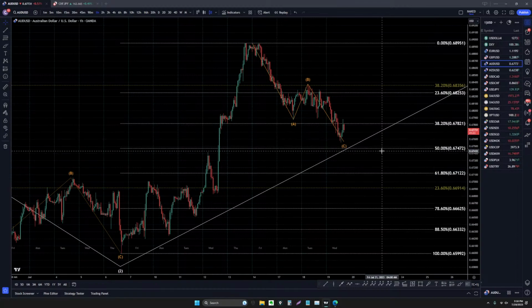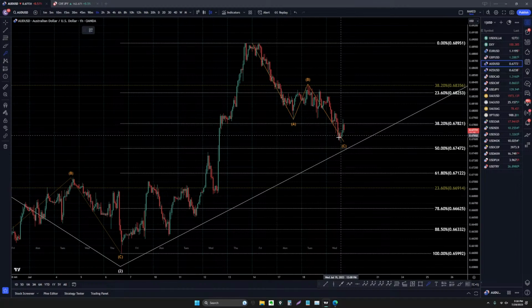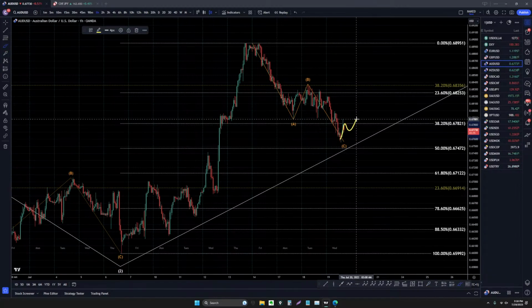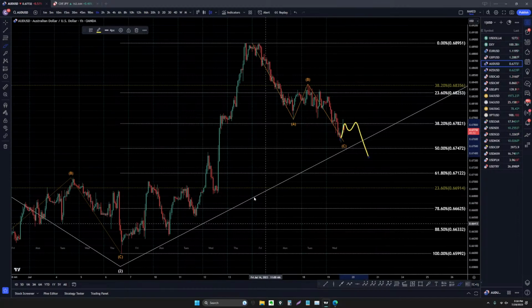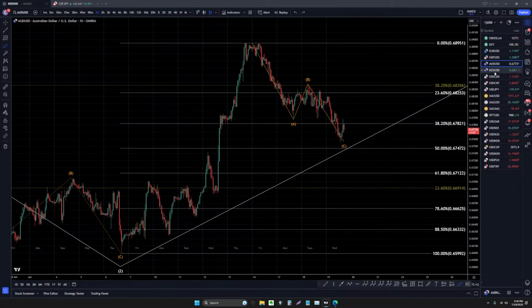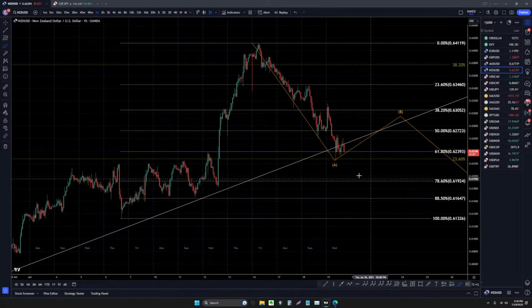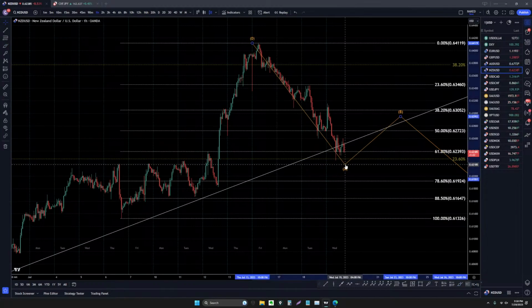This one's probably not done either. I would imagine this is probably going to go down again also. I think we probably should continue to look for shorts on this one too. Something like that, and then down again. I think definitely looking for shorts is the way to go on that. Oh yeah, that looks like it's still in a wave A for sure.